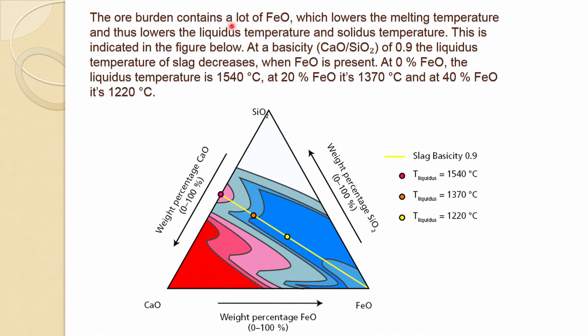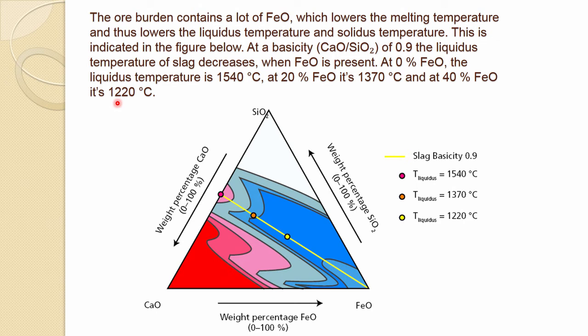Now, the ore burden contains a lot of FeO. So, till now we did not discuss the iron oxide. Of course, this is more in the cohesive region, which lowers the melting temperature and thus lowers the liquidus temperature and solidus temperature. This is indicated in the figure below. At a basicity ratio of CaO to SiO2 of 0.9, the liquidus temperature of slag decreases. When FeO is at 0%, the liquidus temperature is 1540, at 20% FeO 1370, at 40% FeO 1220.